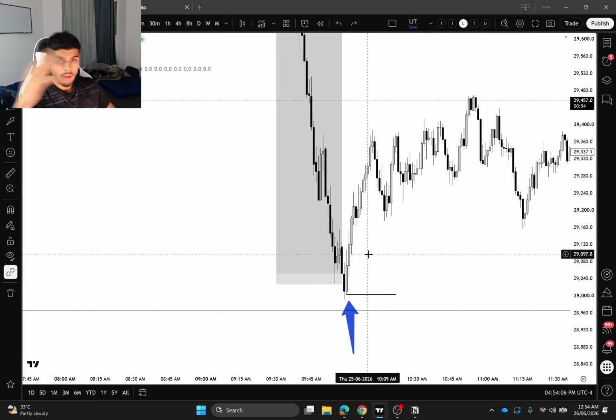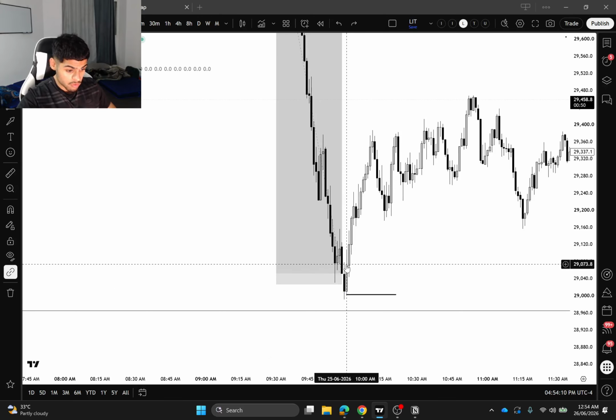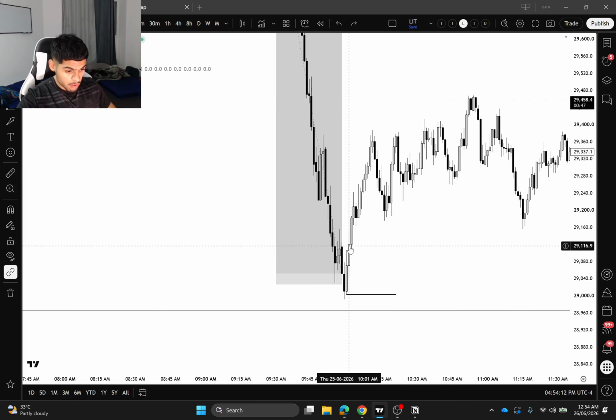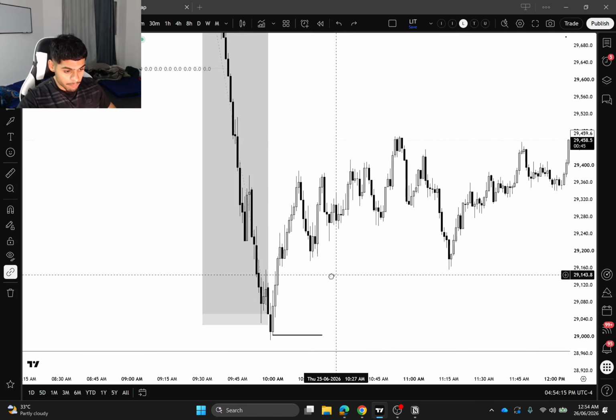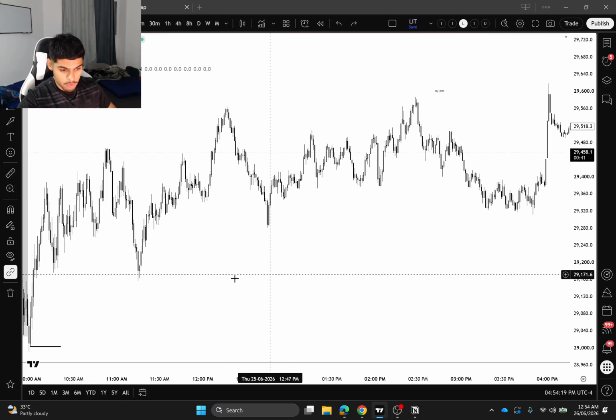Let's imagine now you say, oh, I want to be safe and take a better entry. As soon as 10 a.m. happens, the candle closes above, maybe here or maybe here. You can take this long as well. And then the entire day we basically were just chopping. I mean, this is some garbage price action, right?